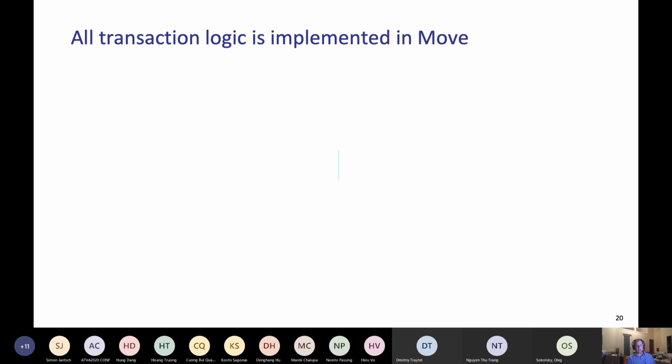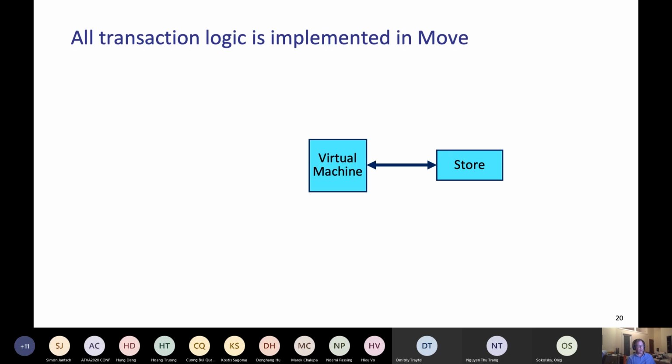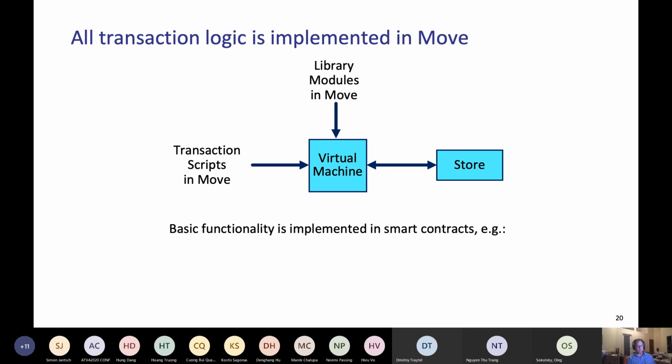So in our system, all of the transaction logic is implemented in Move. There's a store that stores all of the states in the blockchain, and that is read and written by the virtual machine. So all of the changes in the store have to go through the virtual machine. Those are directed by transaction scripts, which are sent to the blockchain from clients. The transaction scripts are Move programs, and they can call other Move functions that are defined in the standard library that's already on the blockchain.